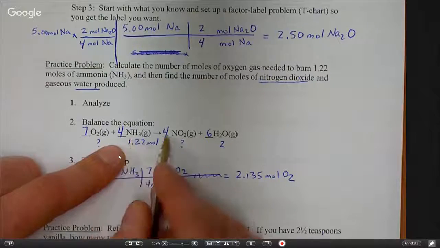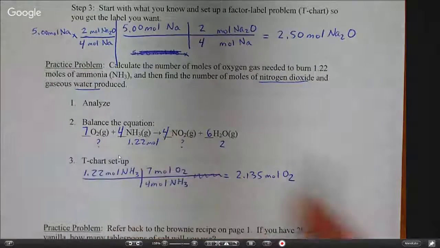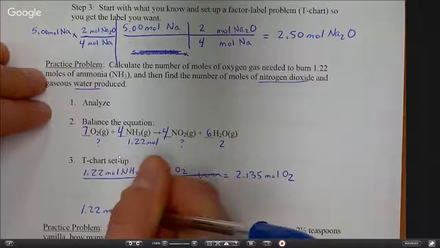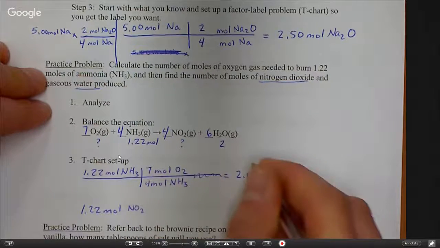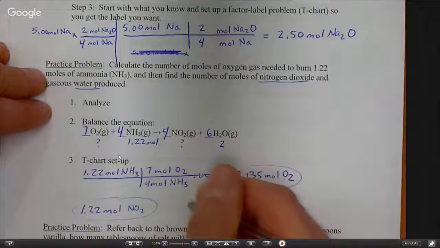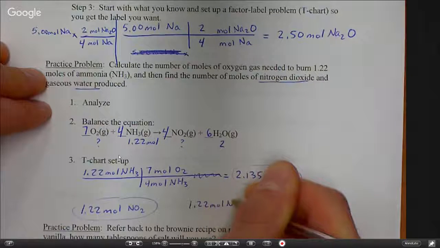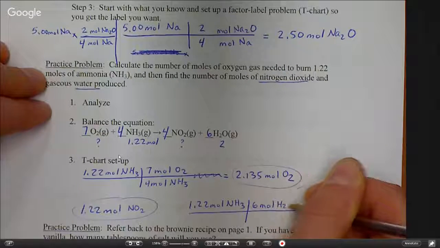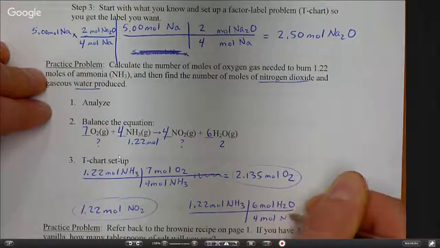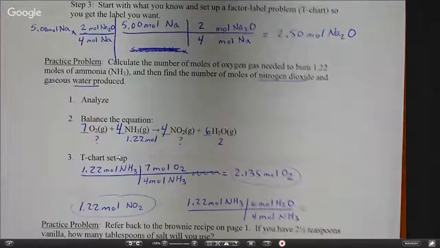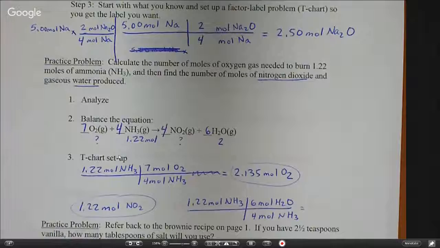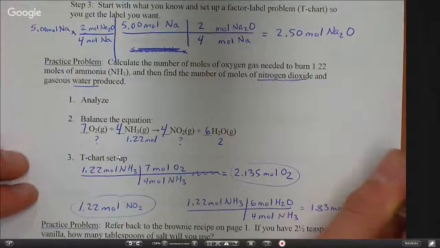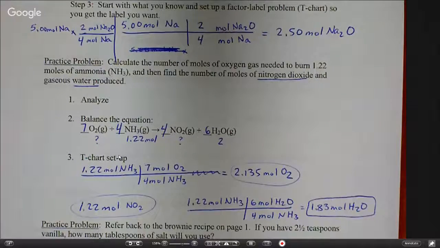All right, now we want to find NO2. Notice how NH3 and NO2 are both 4 moles. That's a 1-to-1 ratio, so I'm not even going to calculate that. We'll just say 1.22 moles of NO2. And then we're going to go moles of NH3 to 6 moles of water for every 4 moles of NH3. 1.22 times 6 divided by 4, 1.83 moles of water. Okay, so there you go on that one.